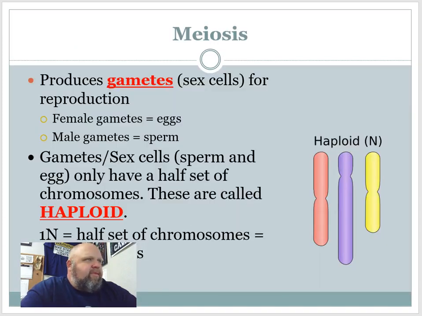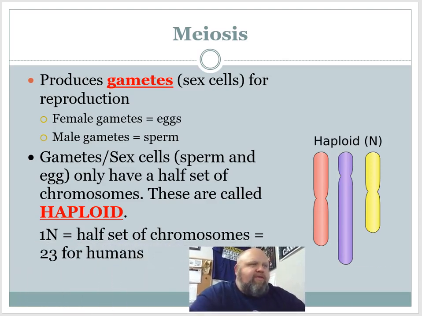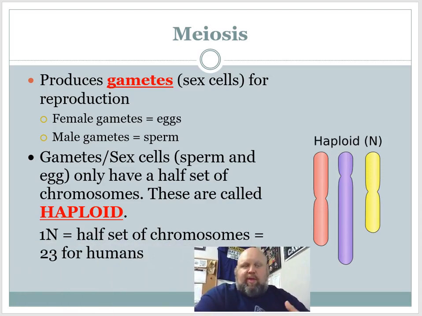Moving on. So that was mitosis. Mitosis is somatic cells. Now we're getting into how offspring are made. This is meiosis. Meiosis is very similar to mitosis, but we got some extra stuff added in.